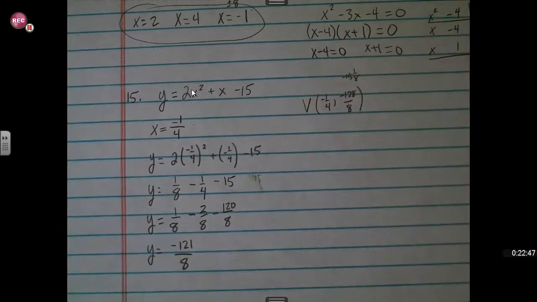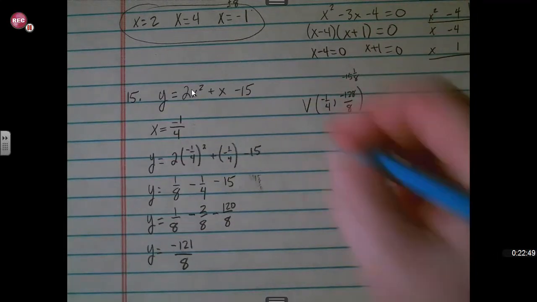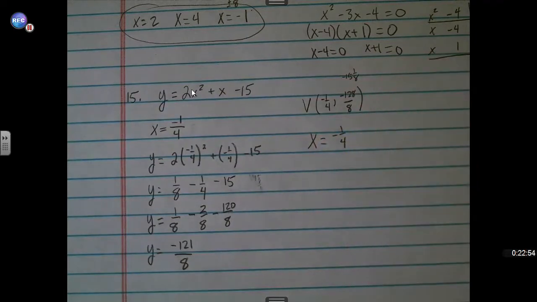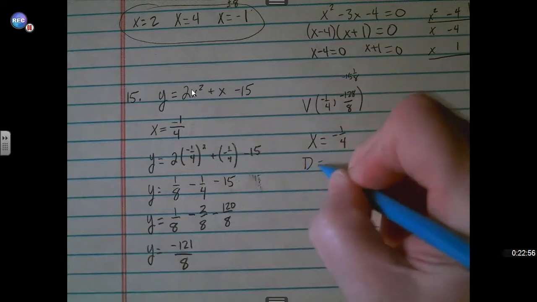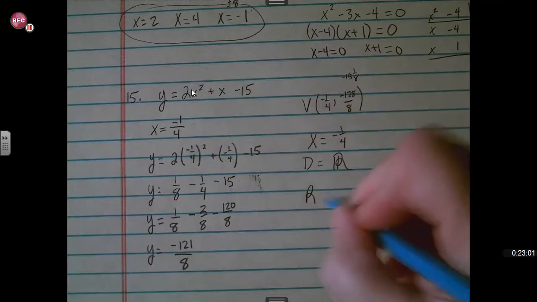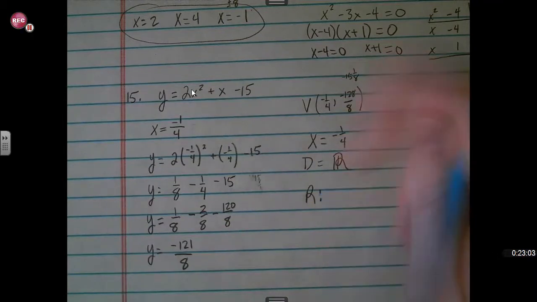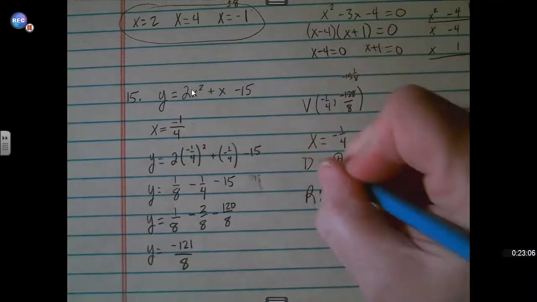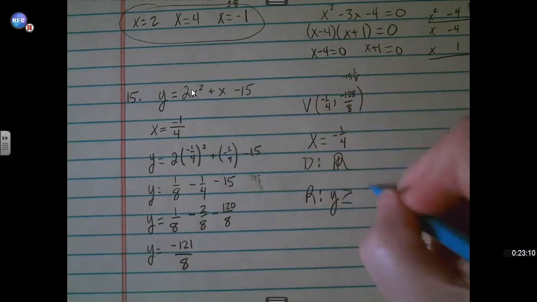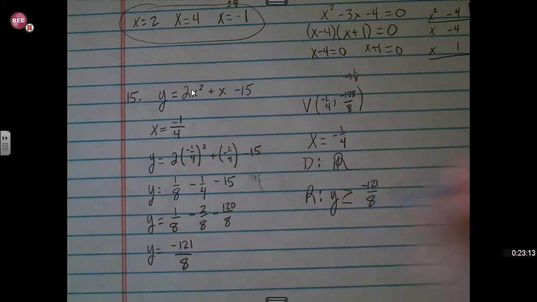Okay. Then the axis of symmetry, x equals negative 1/4. The domain is all real numbers. The range is y, this opens up, so greater than or equal to negative 121 over 8. Somebody should really check my math on this because I did that totally in my head and I may have gotten it wrong.